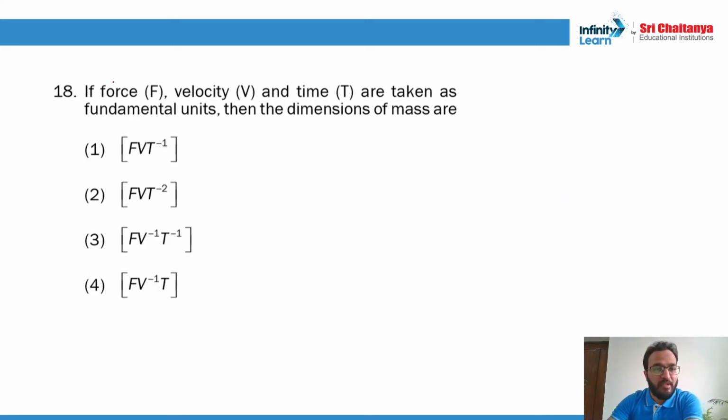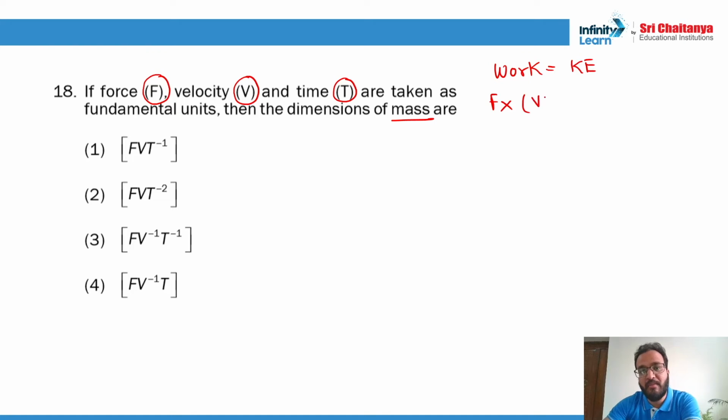Now they are saying that suppose the dimensional formulae are expressed using force, velocity and time only. So we have to express mass in terms of these three fundamental quantities. So you will say, okay, how can we relate mass, velocity and force? We say that work is equal to change in kinetic energy. Work is force into displacement. Displacement is velocity into time. Let me write it properly so that you can understand, otherwise you will skip this part.